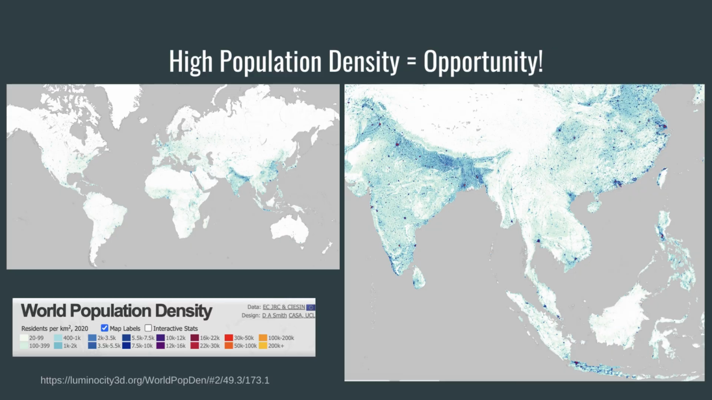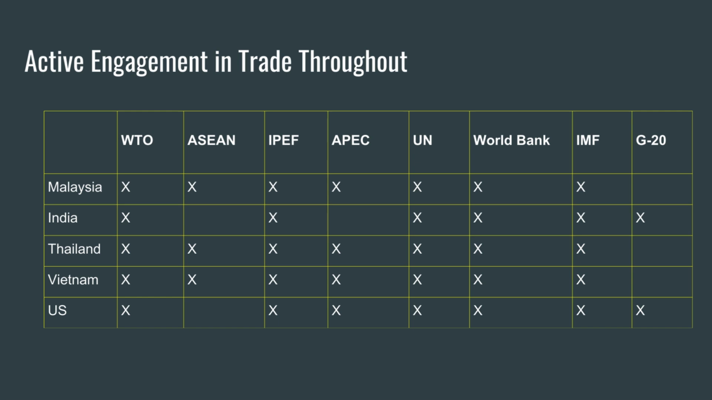Additionally, when we review this area of the world, especially in comparison to the world at large, we see that there's a very high population density present throughout these four countries, leading to both great opportunities for manufacturing and for potential marketing. It's notable that all of these countries participate actively in trade and are engaged in multiple different organizations.